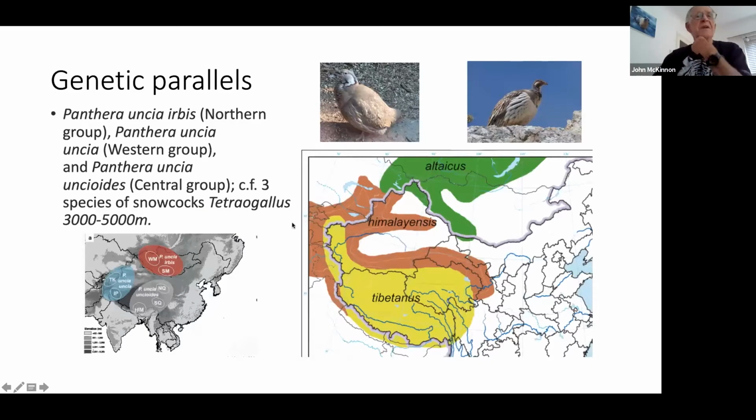But there are three subspecies recognized. There may be more, but basically uncia in the north, uncia on the west, and uncioides on the plateau. And as a birder, I'm immediately struck by that distribution, and it matches more or less exactly the distribution of snowcocks. So we have three species of snowcocks, but the same pattern of distribution, which suggests that the paleoclimate that resulted in the separations and then connections between these species may be the same, and that to understand the paleoclimate and why there are three subspecies of snow leopard, maybe you should sometimes look at birds.